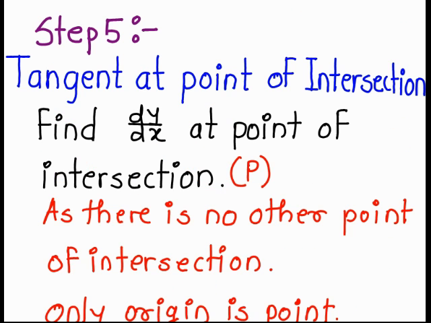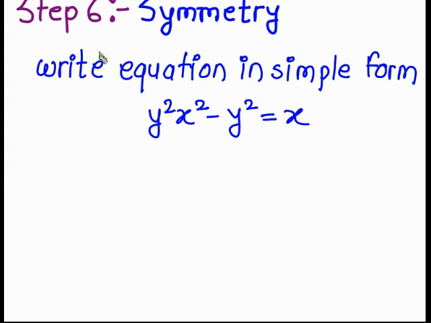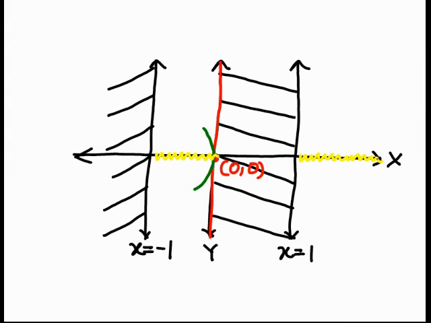Similarly, in step number 5, we find the tangent at the point of intersection. We find the tangent at origin. So nothing is new. Now we go for step number 6. In step number 6, we find the symmetricity. For this particular curve, we get the curve is symmetric about the x-axis only. So from step number 6, we get symmetricity about the x-axis like this.